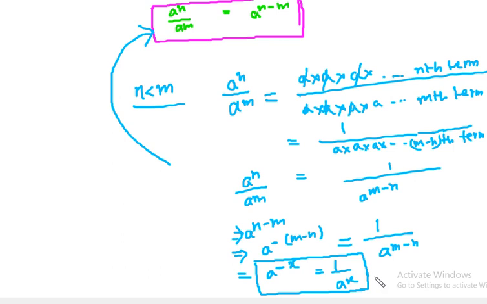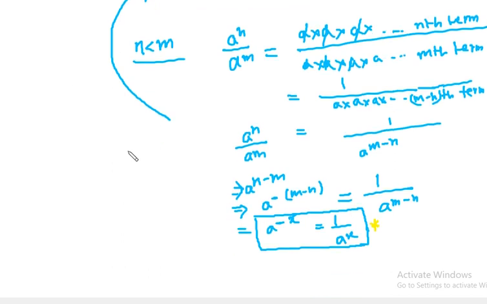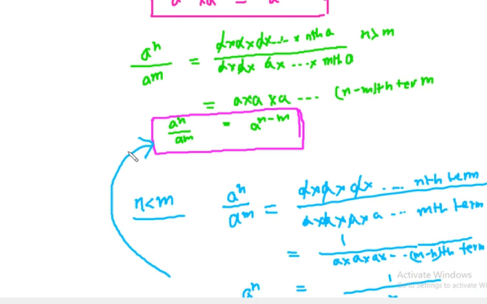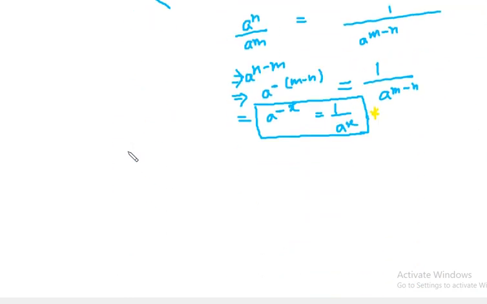Okay, these languages are very important. The language that I am using is very important. So this is how we are getting a to the power minus something means 1 by a to the power that power. Okay, so this is another meaning we have got.